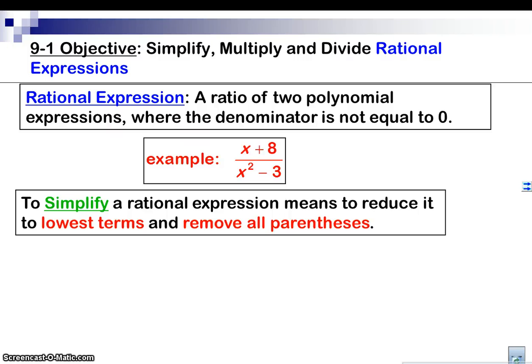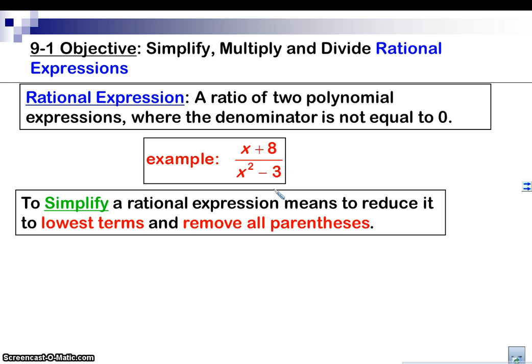Hey there guys, in this video I'm going to talk about multiplying, dividing, and simplifying rational expressions. So really quickly, let me just talk about what a rational expression is. It's a ratio of two polynomial expressions where the denominator cannot be equal to 0. So we have something special that happens if the denominator is equal to 0, but I'll talk about that in another video.